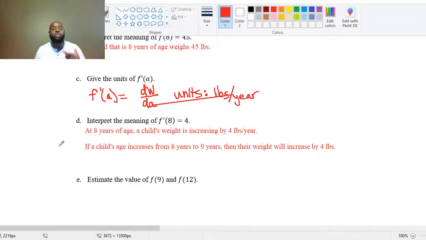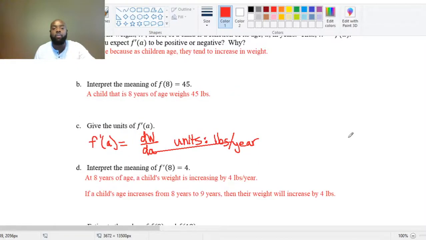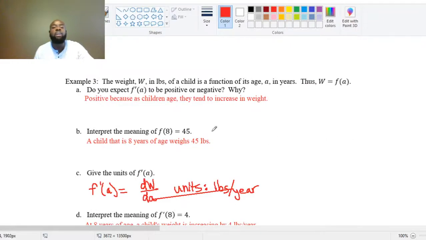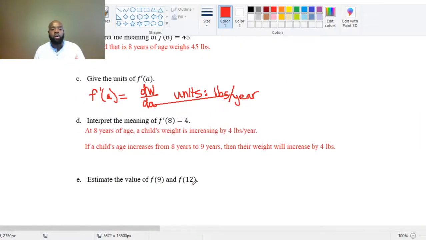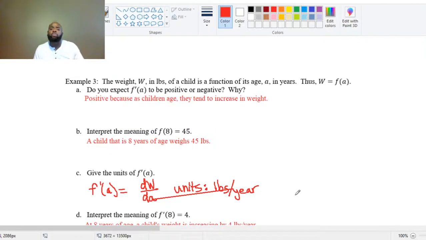Now we're actually going to use this second interpretation of the derivative to help us make future estimates, right? And so it says, estimate the value of f of 9. Now, I'm going to go back to my problem here. They don't give me a function like f of x equals 3x plus 5. They don't give me an equation to plug 9 or 12 into in order for me to get the actual weight of the child at 9 and 12. And so what are we going to do?